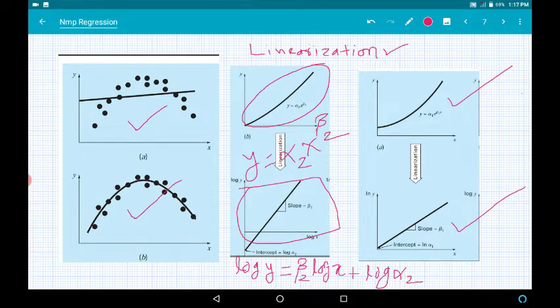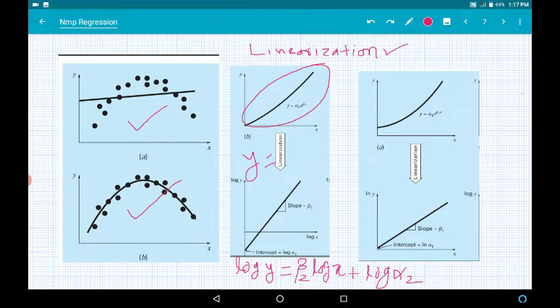So what happens in linearization? In linearization, what we do is basically take the logarithm of the equation. This is one of the methods: you take the log of the equation on both sides, and then you will get a linear equation, because log will convert multiplication and power terms into addition terms. So if I take the log of this equation on both sides, I'll get log y is equal to beta 2 log x plus log of alpha 2, right?